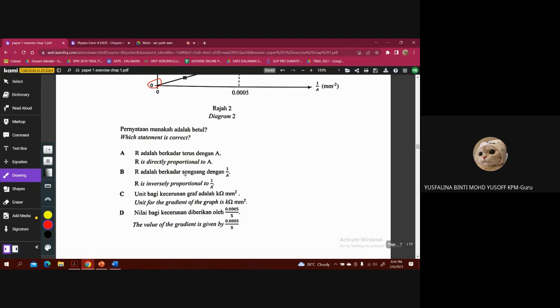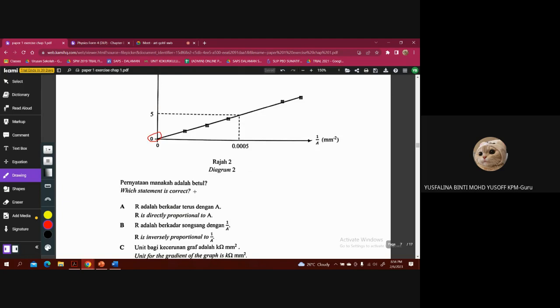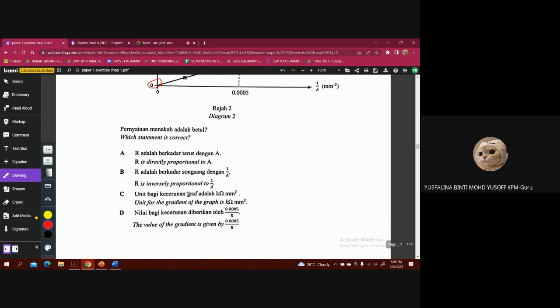The unit for the gradient of the graph is kilo ohm mm to the power of 2. We learned this in Paper 3, but even if it comes out in Paper 1, we still have to use what we know from Paper 3. So for the gradient, you already know the formula: y2 minus y1 over x2 minus x1. Teacher, how about the unit? The unit is the y-axis unit divided by the x-axis unit.